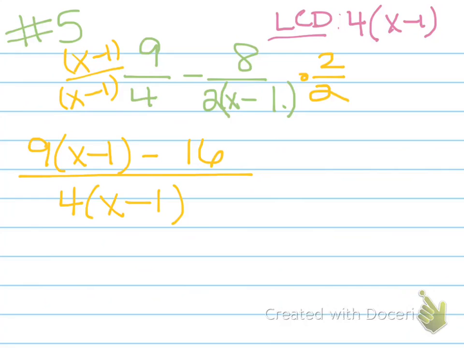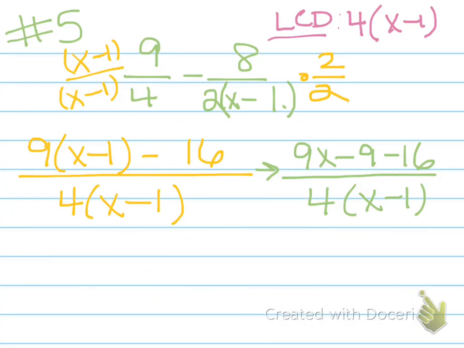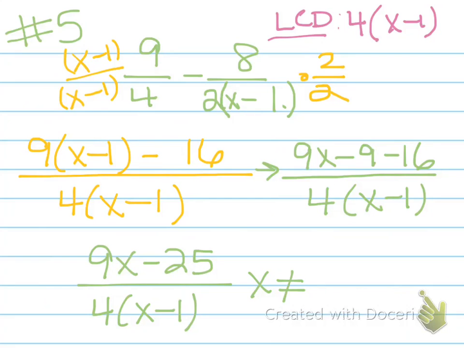I'm going to distribute the 9, and I'm going to get 9x minus 9 minus 16 over 4 times x minus 1. So we're going to continue to subtract in that numerator and combine those like terms. So I have 9x minus 25 over 4 times x minus 1. Nothing can simplify. I can't pull anything out of that numerator. So this is our final answer, and we're just going to say from the original, x cannot equal positive 1.